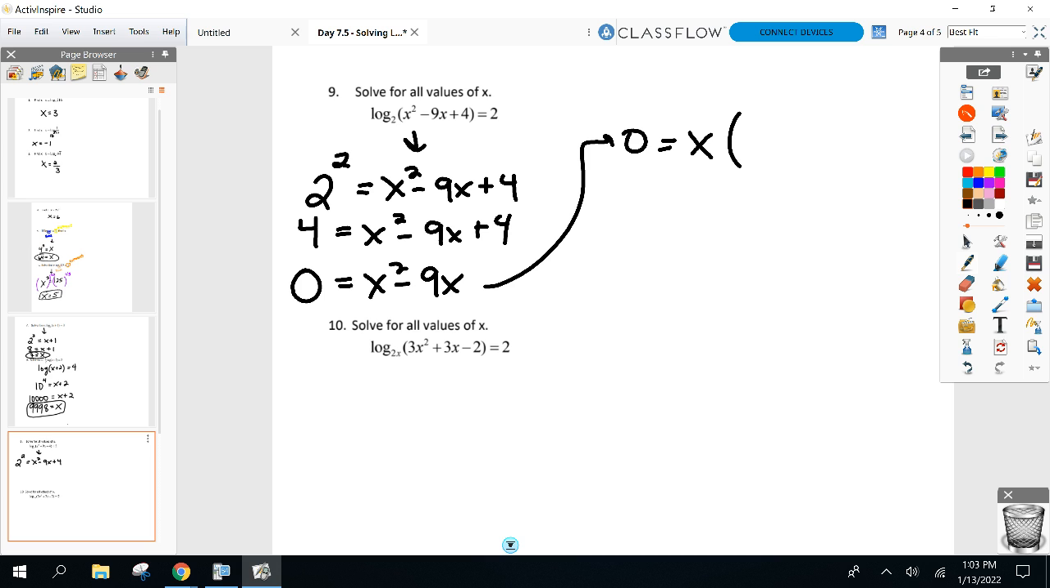What's left when you take the x out? 9. X minus 9. How many answers? 2. All right. X equals 0. Right? That's my GCF. And x equals 9. And we know when we get two answers, maybe we're going to have 2. Into the original. Make sure you're doing a log when you check it.